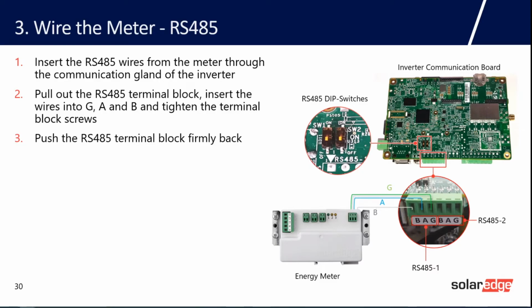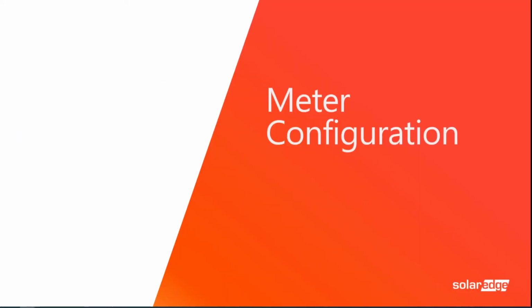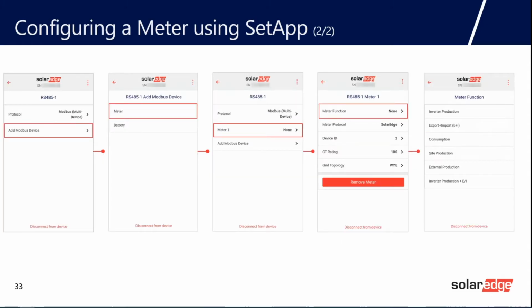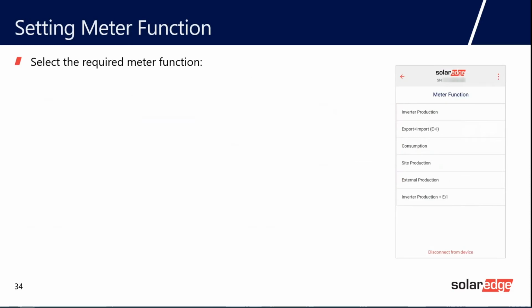Meter configuration. To configure the meter, from the commissioning screen, select Site Communication, RS-485-1, Protocol, Modbus multi-device. Continue by configuring the meter function. Return to the RS-485-1 menu and select Add Modbus device. The identified meter is created and appears; select it. Select Meter 1. Select Meter Function. Select the required meter function, according to the type of meter installation, described below.